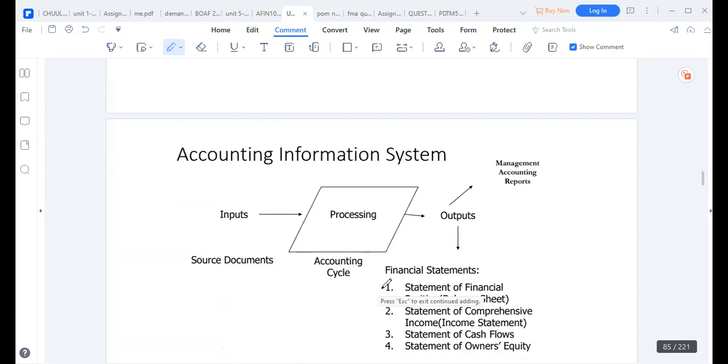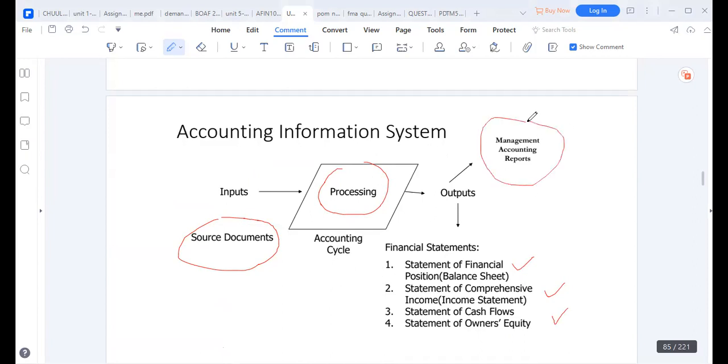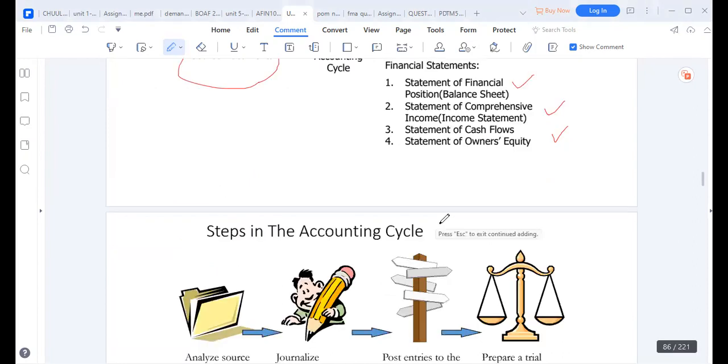So it is assumed that whenever we're dealing with accounting, the inputs are the source documents that we start with, like the receipts. We take them into the accounting cycle to process the receipts. When the receipts are processed, the output will be a financial statement like a balance sheet, an income statement, or a cash flow statement. When this is produced, the management accountants will take it for internal use. So the accounting system works like a computer, garbage in, garbage out.